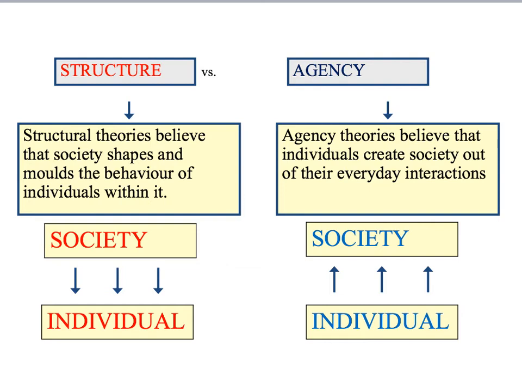In contrast, agency theories look at this relationship between the individual and society from the opposite perspective. So they start by looking at individuals, and they believe that individuals have more free will and are able to create society out of their everyday interactions.